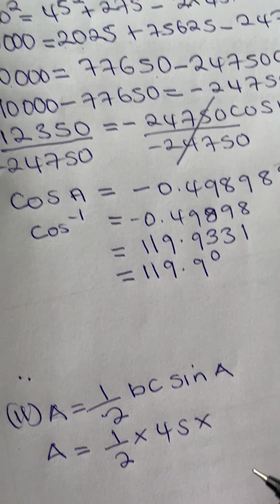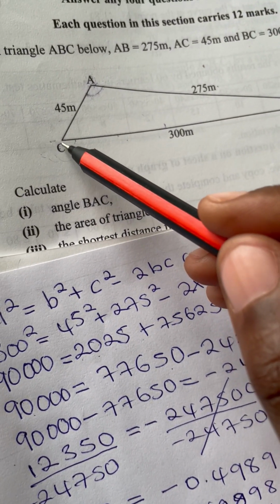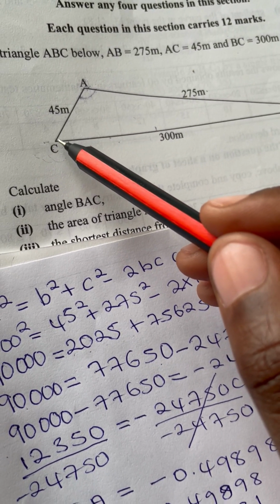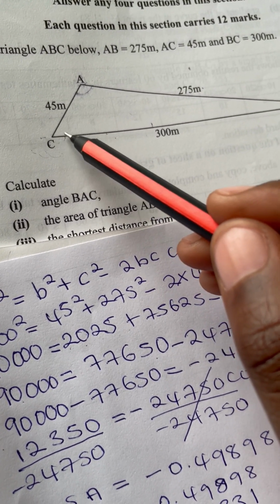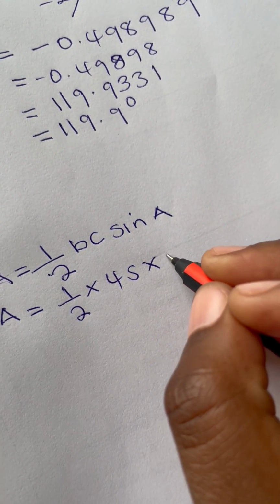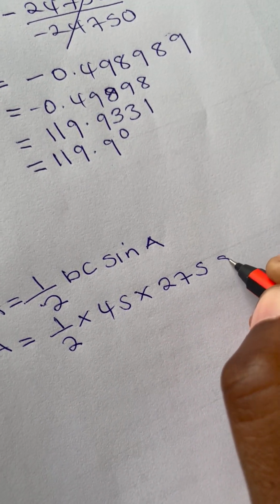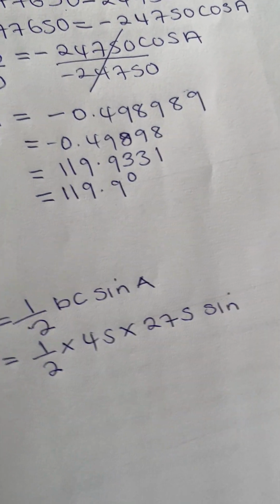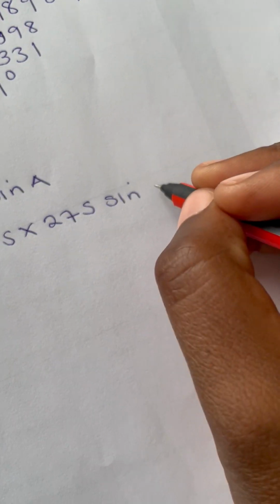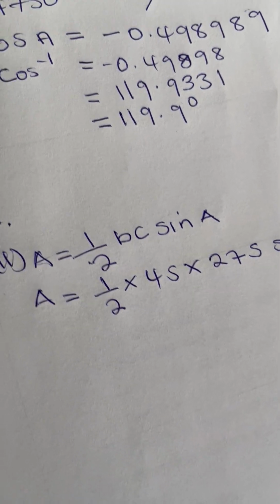What is our c? Let's go to the diagram. We have our capital C here, and the smaller c comes from the opposite of the capital C. So your smaller c will be 275. So we have 275 sine. What is our sine A? We've already found it: 119.9. Very good.